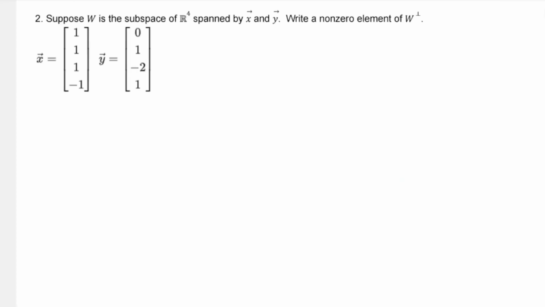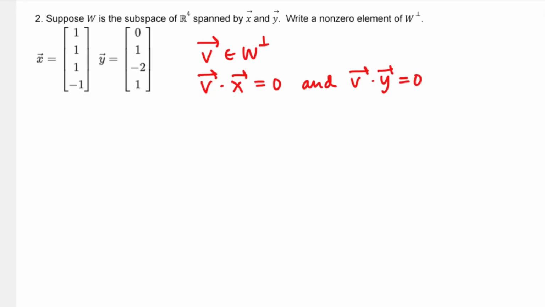All right, the next one. W is the subspace of R4 spanned by X and Y. Write a non-zero element of W perp. So we just know that that's going to be some vector V. And if it's in the orthogonal complement to W, that means it's orthogonal to every vector in W. And that's going to be specifically X and Y. So V dotted with X needs to equal 0, and V dotted with Y needs to equal 0.